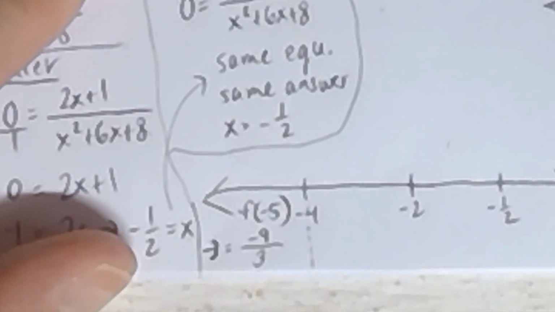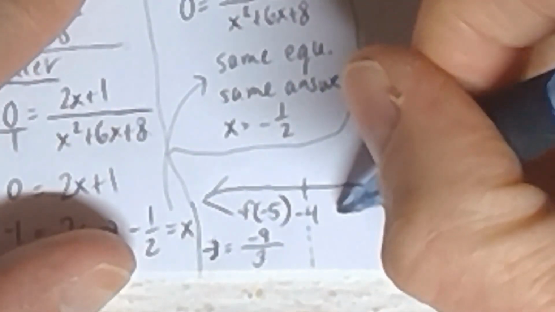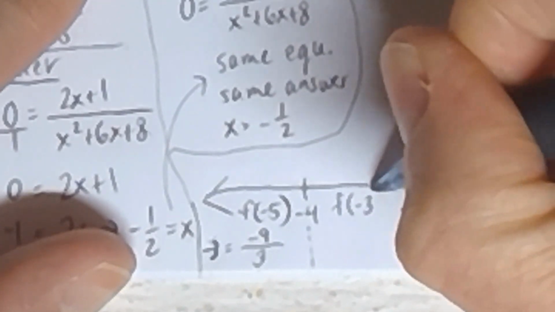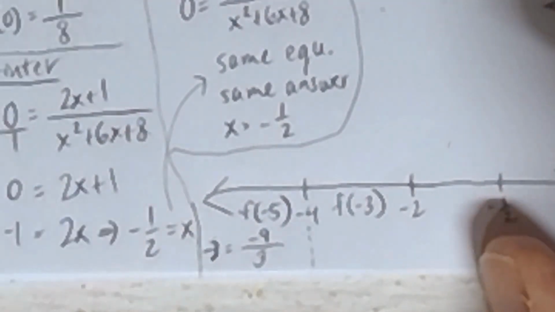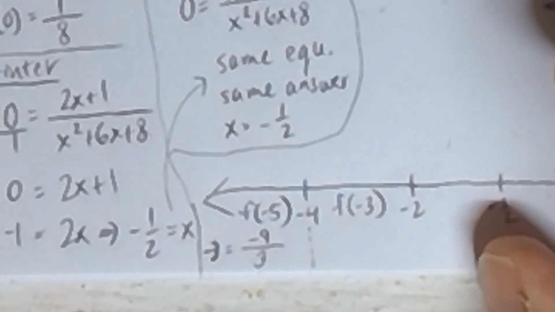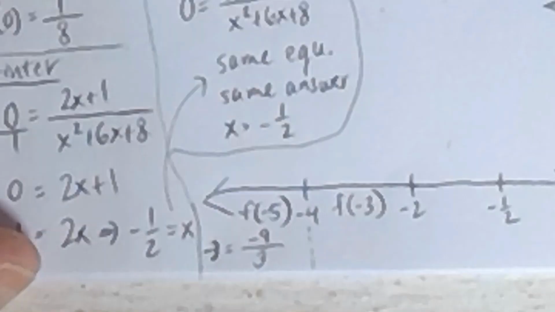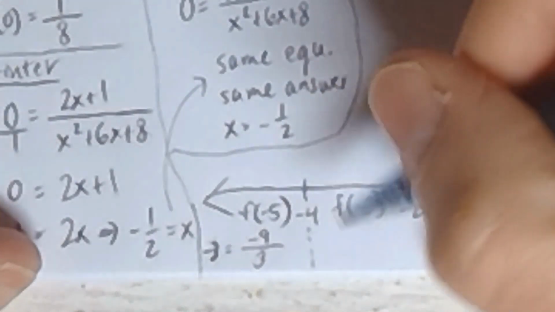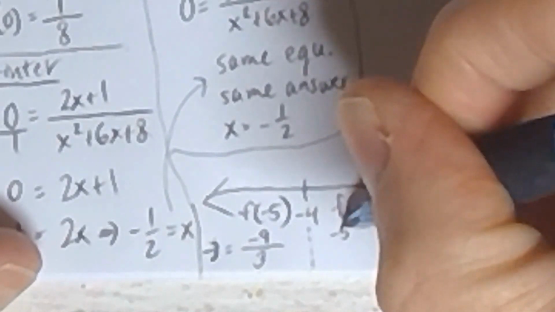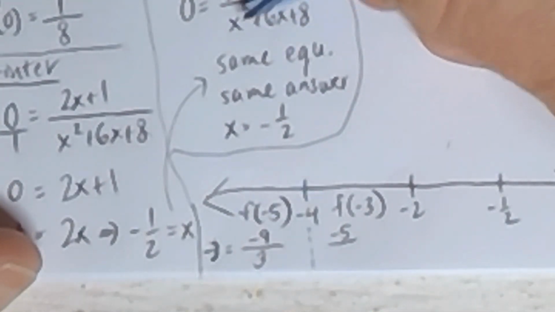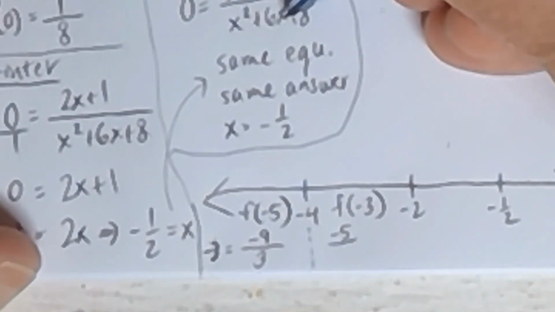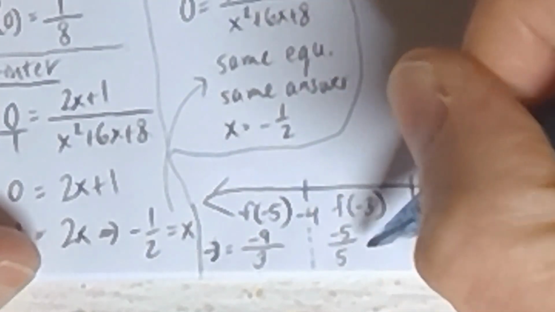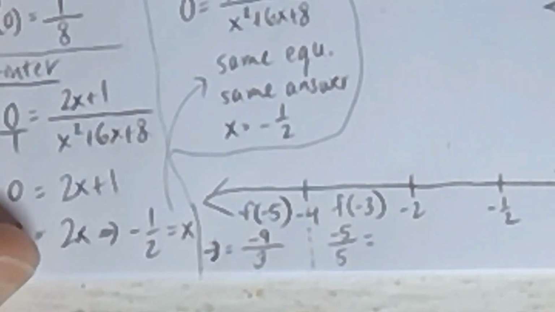Okay. What if I plug in f of negative 3 now? In between negative 4 and negative 2. What do I get on that one? Plugging that in, I get negative 5 on top. On the bottom, I get 9, when I square negative 3, 9. Plus negative 12 is negative 3. Plus 8 is 5.